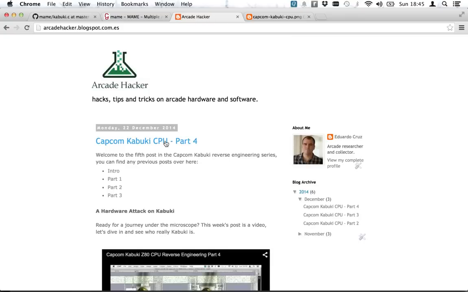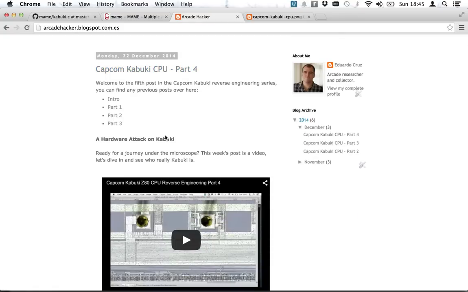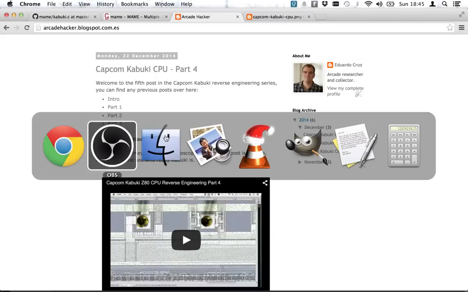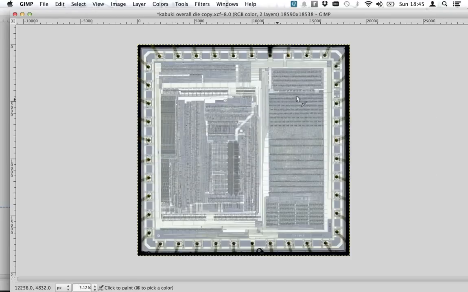So last week we explored the CPU from the inside, and if you've seen that video, we did a walkthrough of the whole surface area of the CPU. I showed you the different areas and what everything inside of the CPU meant. And I ended the video by promising you that in the next post, which is this one, we're going to be exploring in detail the programmer of the CPU and finally expose how to decrypt and reprogram Kabuki-powered games so you, or anybody perhaps, can keep original working copies of their favorite games.